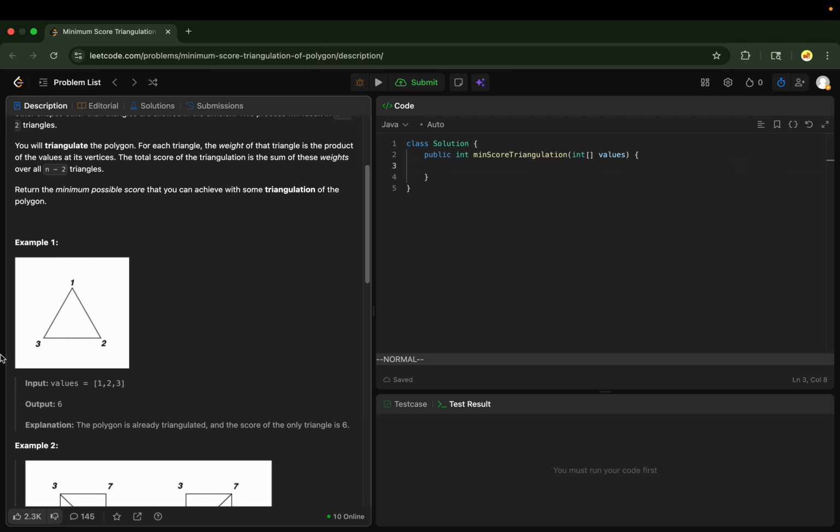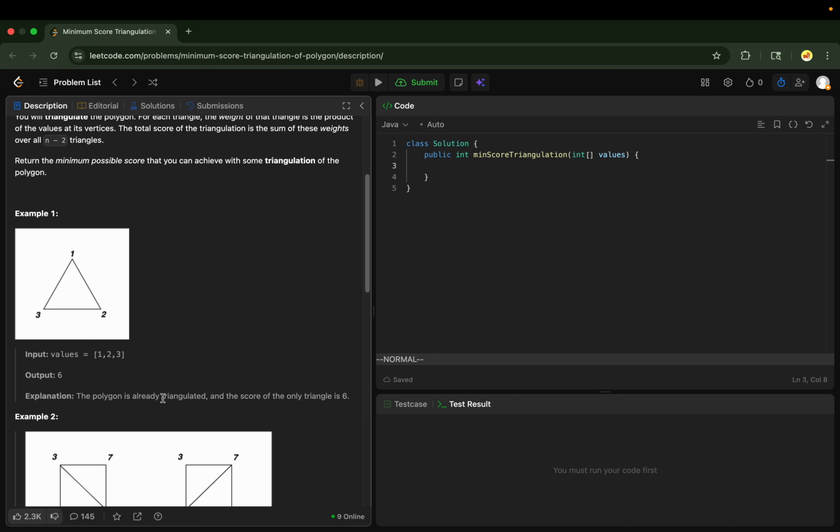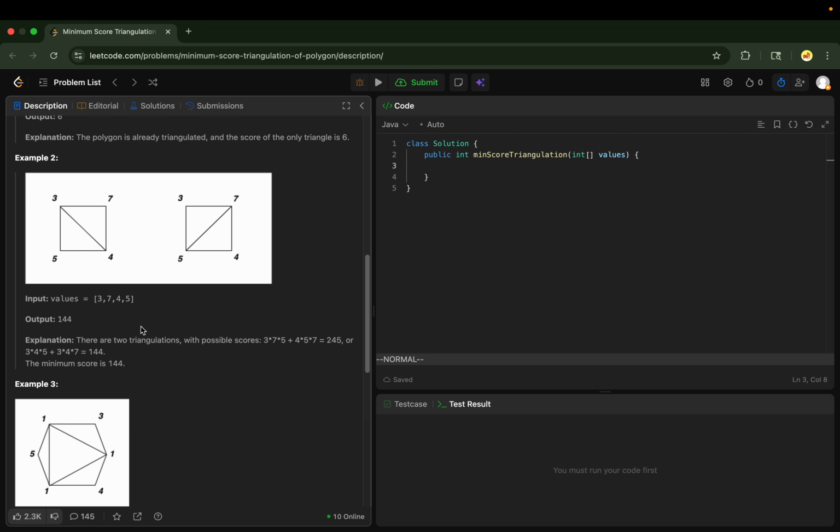Okay, 1, 2, 3. The output is 6. The polygon is already a triangle, and the score of the only triangle is 6, the product 1 times 2 times 3. And for this one, we have two options. This one or this one. So we pick up the minimum score.